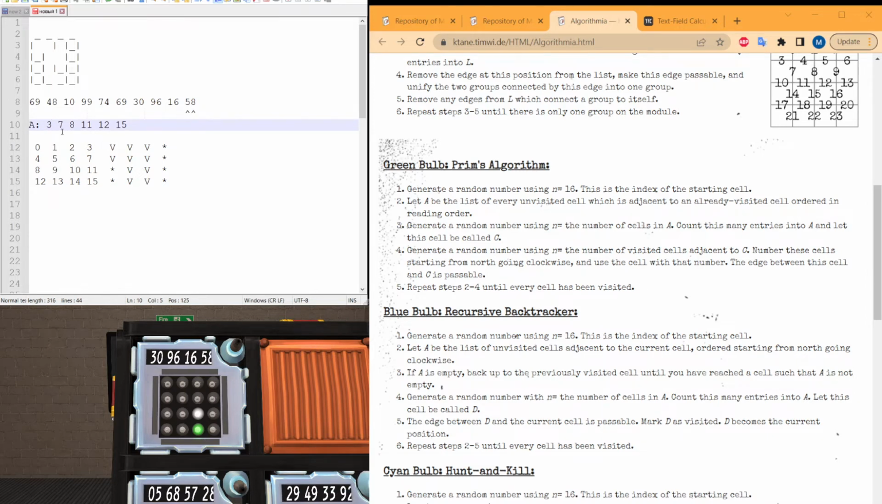Okay, 3, 7, 8, 11, 12, 15. Yep. 58 mod 6 is 4. 0, 1, 2, 3, 4 is 12. Taking a look at this cell, it only has one adjacent visited cell. So we're going to remove this wall and move the pointer twice.